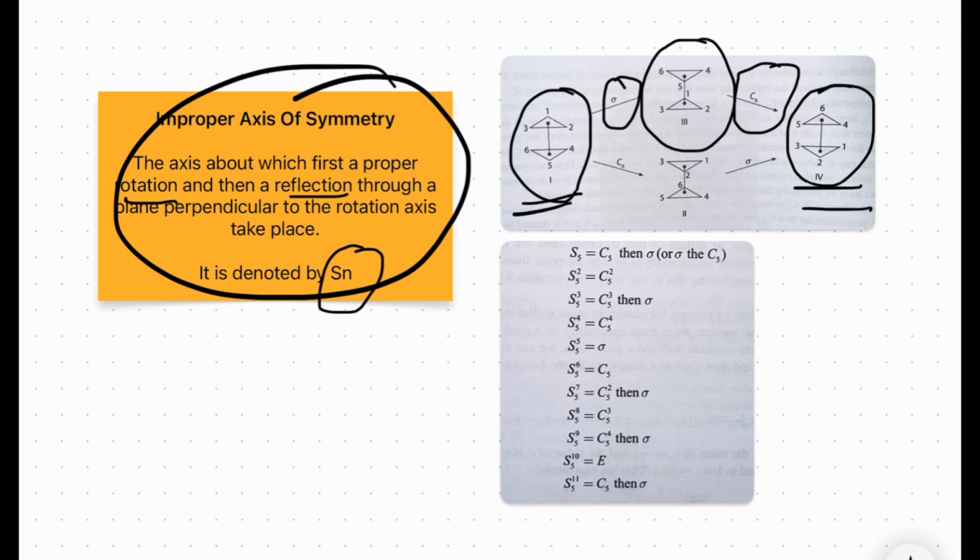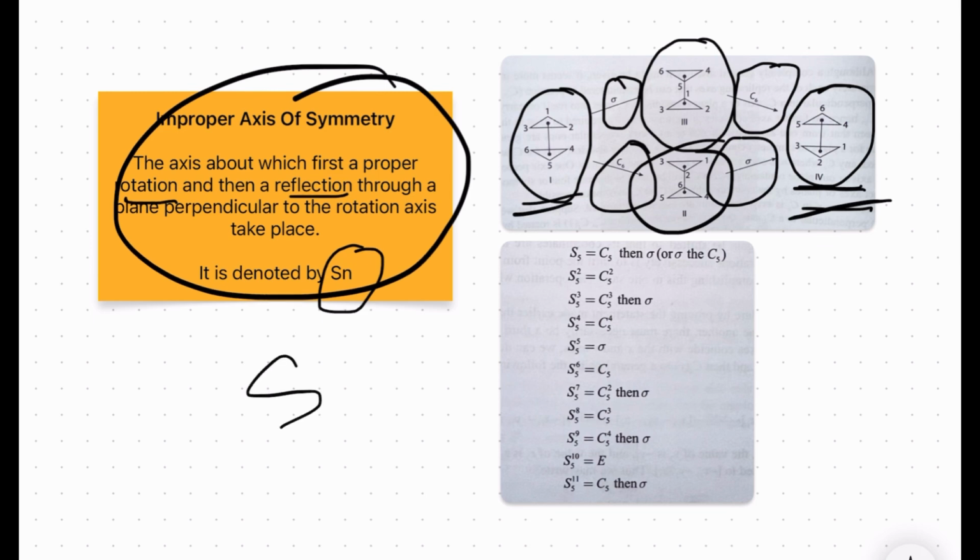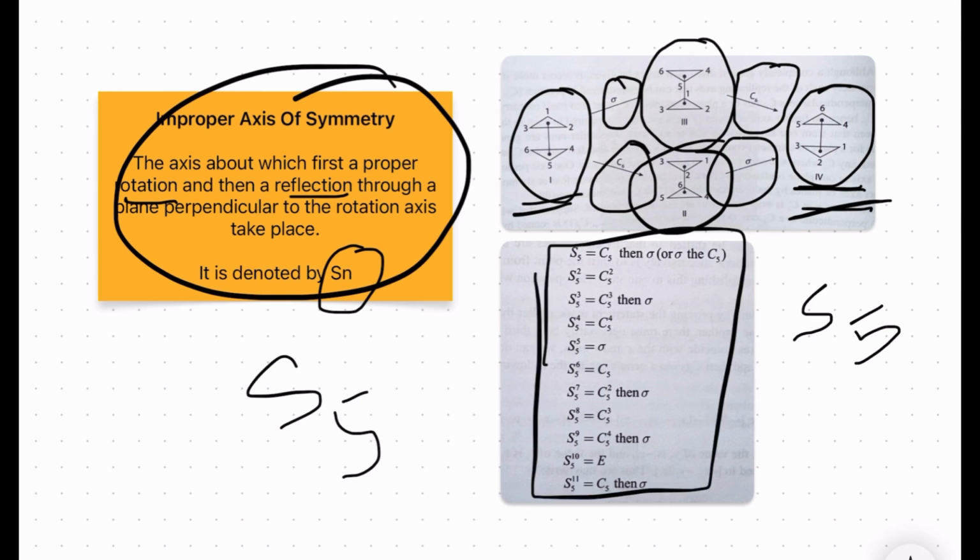Similarly, if instead of reflection first and rotation second, we do rotation first and reflection second, we get the same figure. This is the improper axis of symmetry. Now, if an improper axis of symmetry is, suppose, S5, that means it contains C5 and sigma, or sigma and C5. The S5 axis of symmetry can also be written or expanded as this that I have shown in this picture.